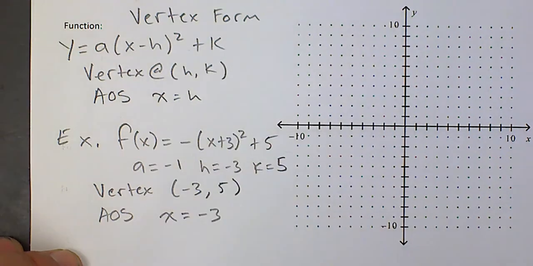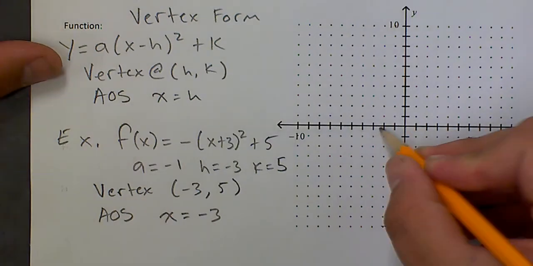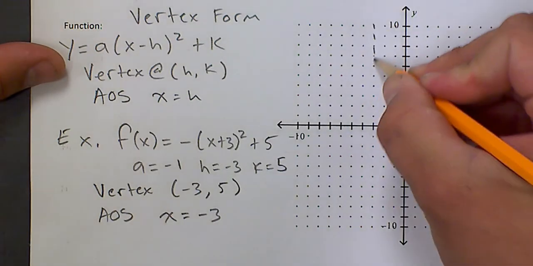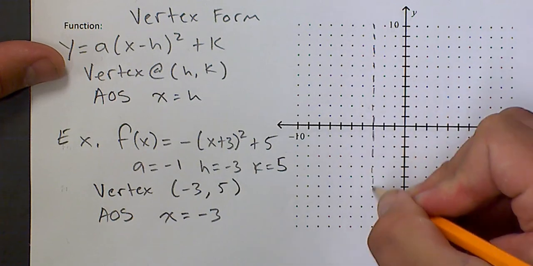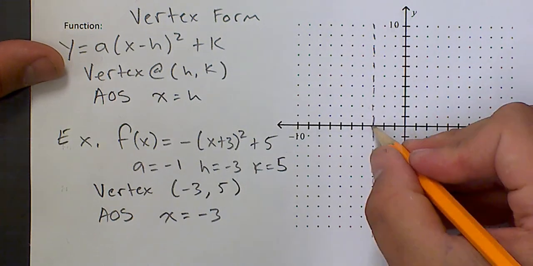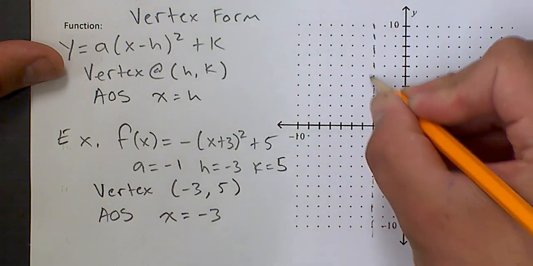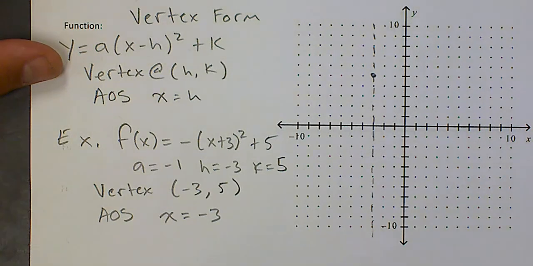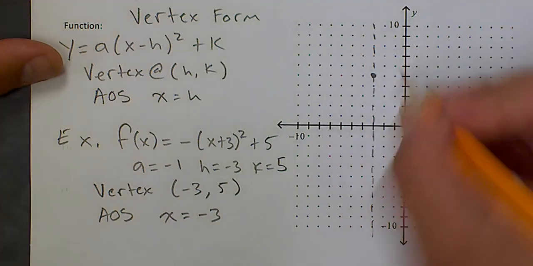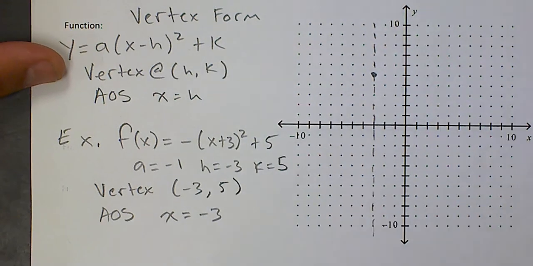Okay, we have a lot of information. Let's start plotting some of our points. Negative 3, a vertical dashed line going through the parabola. Negative 3, positive 5: 1, 2, 3, 4, 5. Okay? And here's our vertex. Next, we need to find another point on our parabola and reflect across.